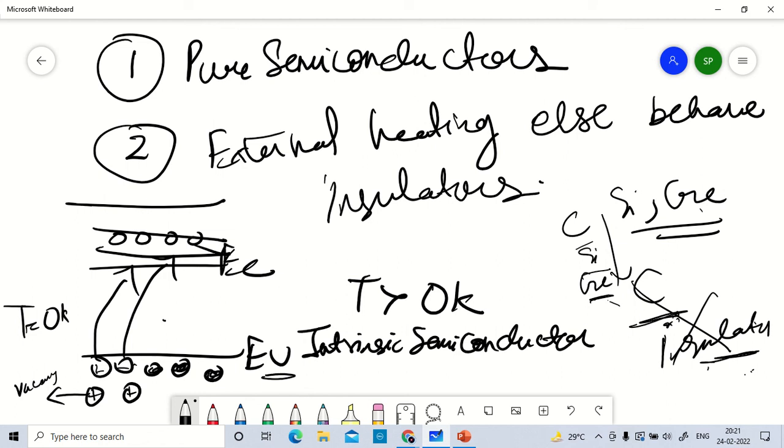Extrinsic semiconductors are also called impurity semiconductors, as well as doped semiconductors. The process of deliberately adding an impurity in order to increase the efficiency and conductivity of a semiconductor is called doping, and the substances added are called dopants.